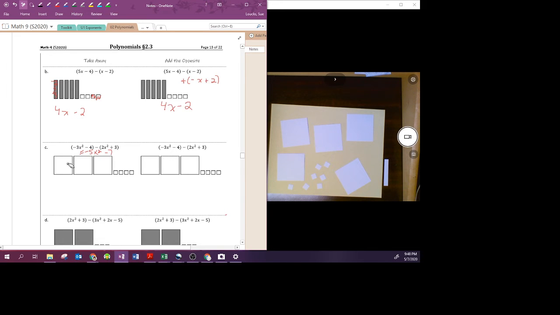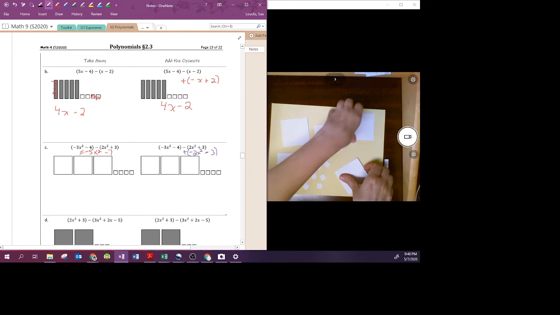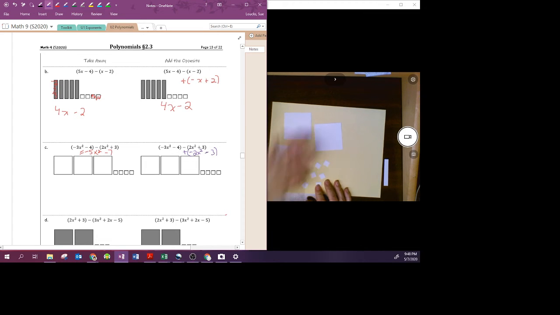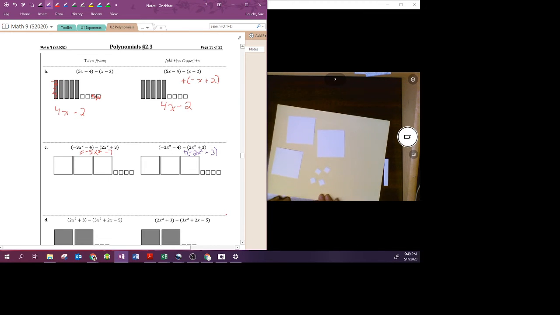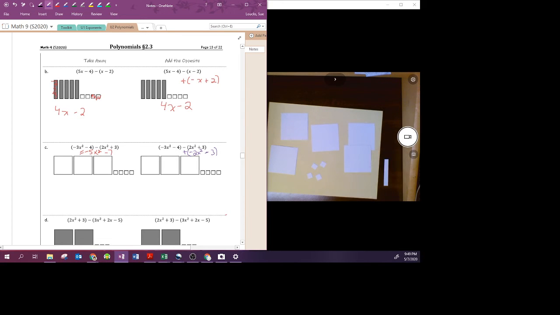Okay, the other way we can do this is to add the opposite. So instead of subtracting 2x squared plus 3, I'm going to add negative 2x squared and minus 3. Okay, so I'm going to go back to what I started with. Negative 3x squared minus 4, and I'm going to add negative 2x squared and negative 3. And I don't have any zero pairs this time, so I don't need to take anything away.